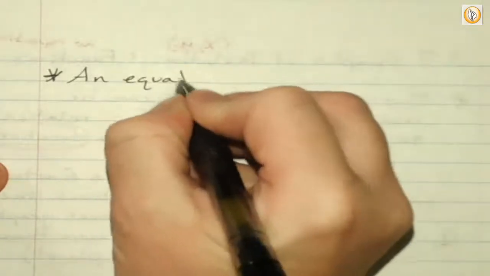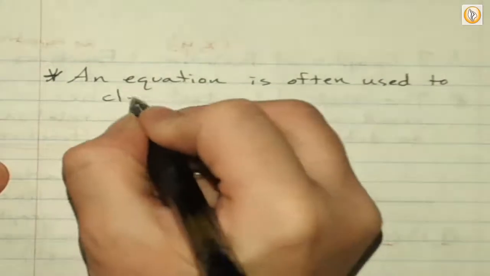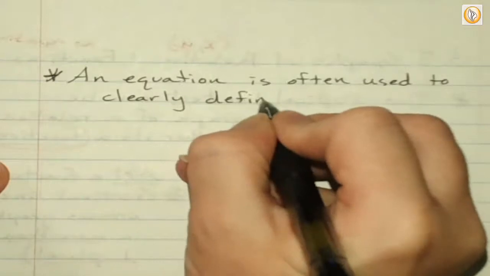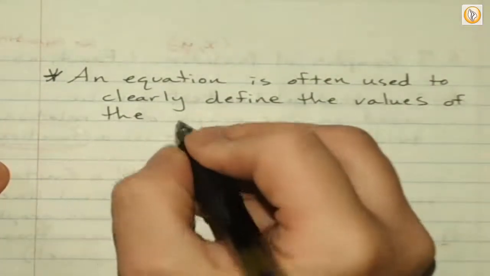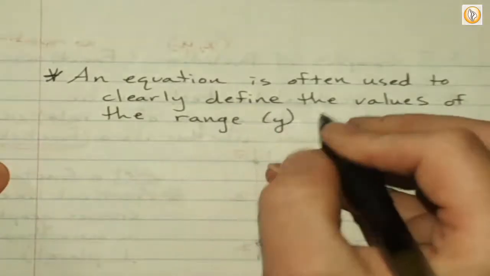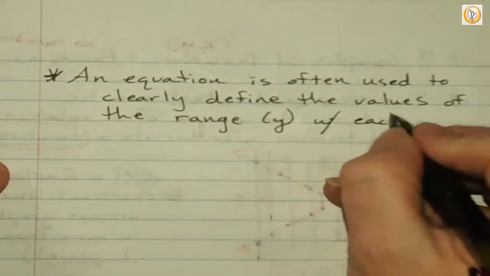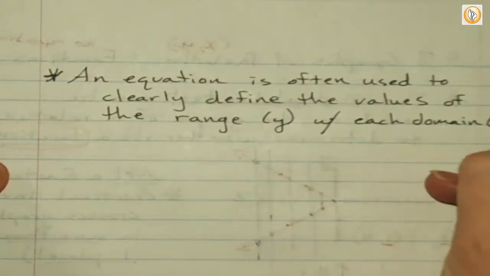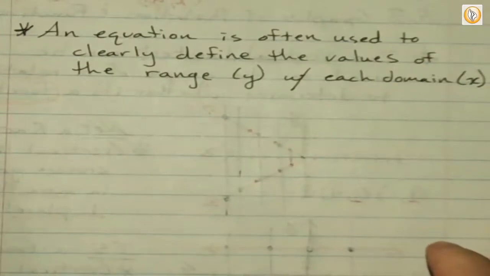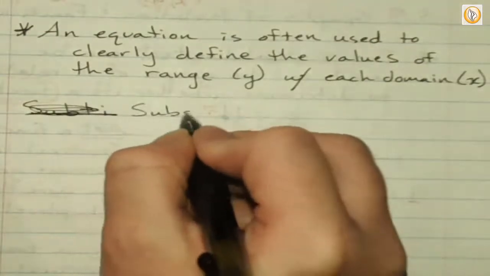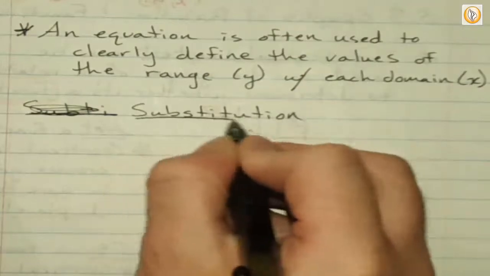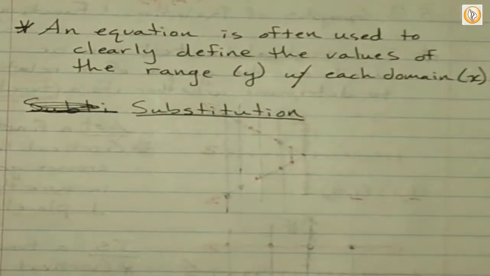An equation is often used to clearly define the values of the range, which is Y, with each domain, which is X. We're going to do substitution. Once you have that written down, put your pencils down so I know you're done.